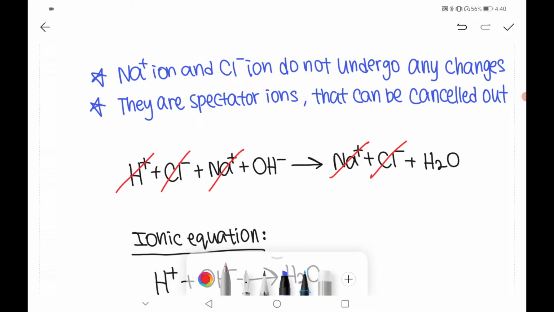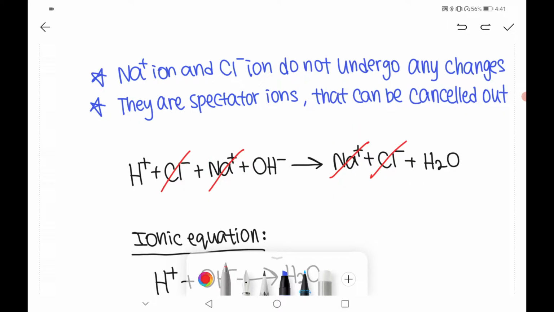So can we cut the H+? No, because H+ on the left hand side has charge, on the right hand side doesn't have charge. So you can see there are changes. From left hand side to right hand side, this one has charge, this one doesn't have charge. So there are changes, so you cannot cut it. Same thing, the OH-, you have charge on the left, but on the right hand side don't have charge, so you cannot cut. You can only cut the ions that the charge is the same on the left and right. So Cl-, they are the same thing, cut it. Na+, they are the same thing, cut it.